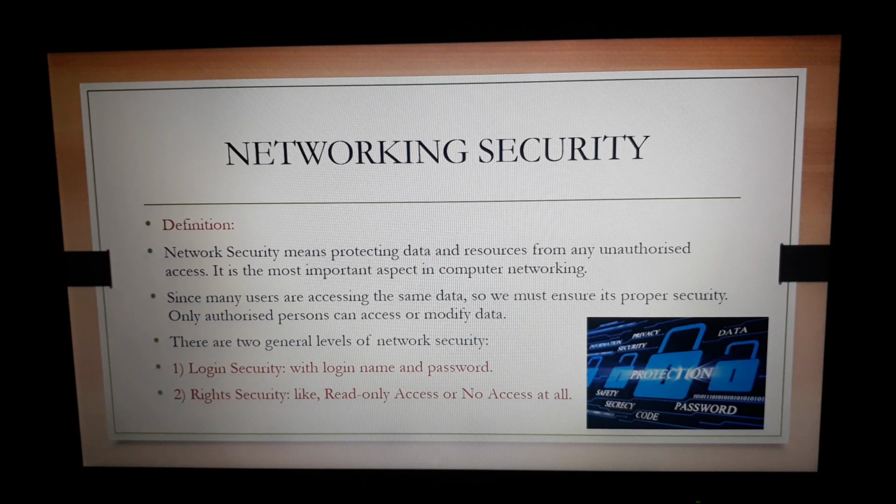Next, the next point after components is networking security. Nowadays you know that networking security is so important because you have heard about hacking of data or cyber fraud in a bank or in different ways. Nowadays this type of thing is increasing day by day. So networking security is very important.